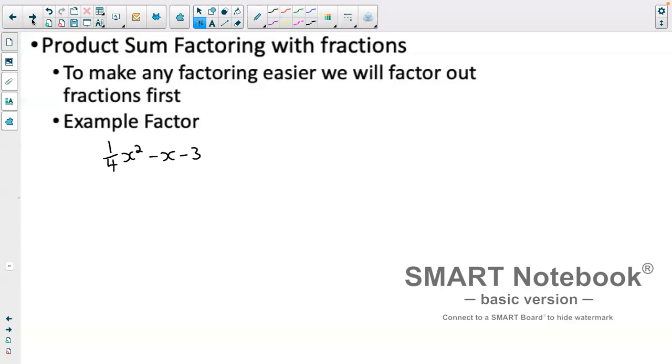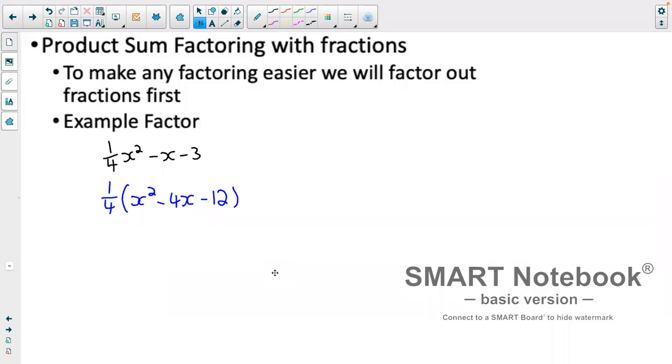So for example, factor 1/4 x squared minus x minus 3. First thing I would do is factor out 1/4. Now, when we're factoring out something in front, that's the same as dividing everything by it. So if we're dividing everything by 1/4, that's the same as multiplying everything by 4. So this becomes x squared minus 4x minus 12.